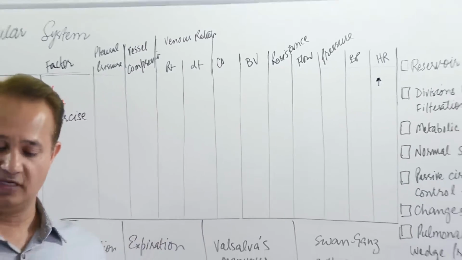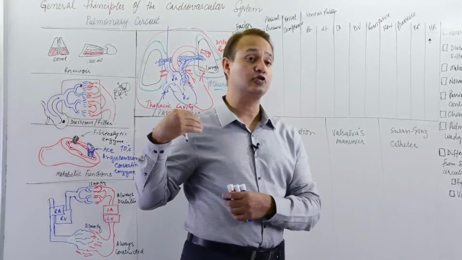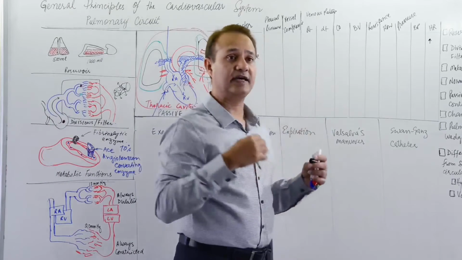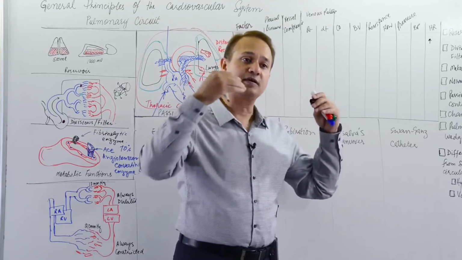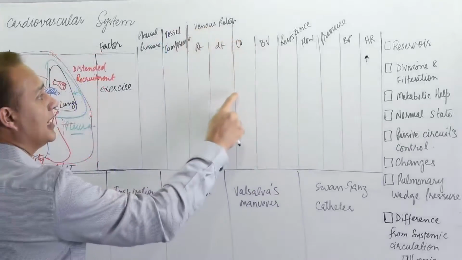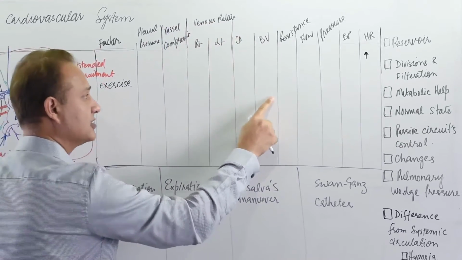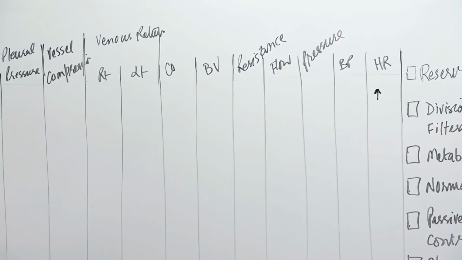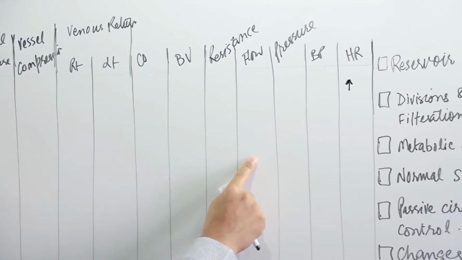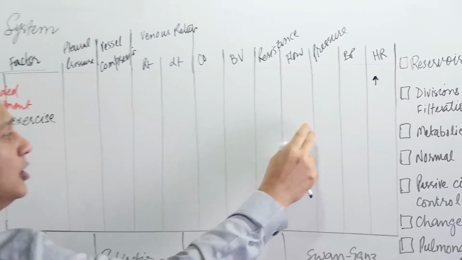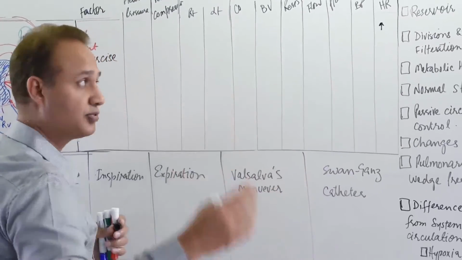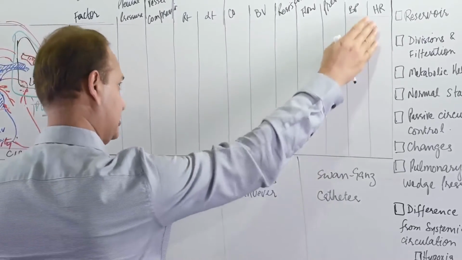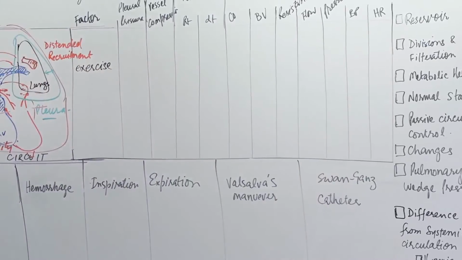Right heart return, which will be the inferior and superior vena cava bringing blood to the right heart, or to the left heart, that is the pulmonary vein bringing blood back to the left heart. What happens to the cardiac output, blood volume? What happens to the resistance of the pulmonary vasculature? What happens to the flow of blood through the pulmonary vasculature? What is the pulmonary vascular pressure? What is the systemic blood pressure? And what happens to the heart rate? So let's look at it.